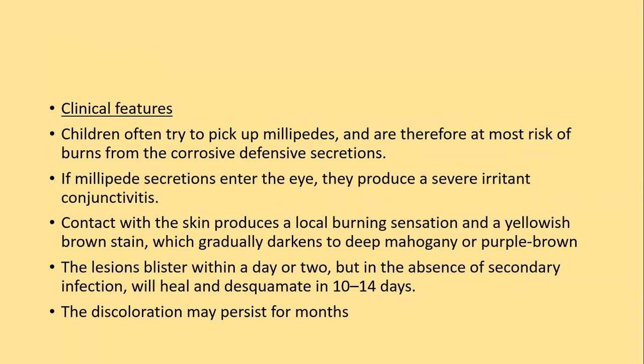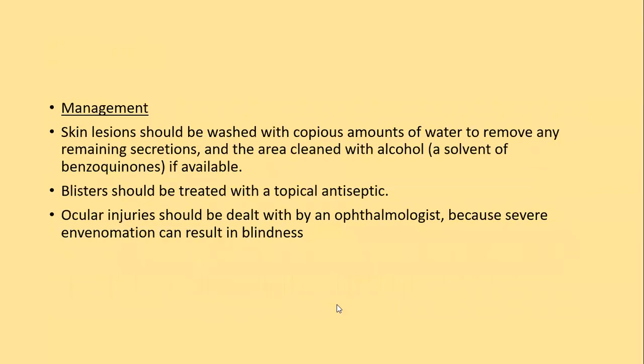Contact with the skin produces a local burning sensation and yellowish brown staining, which gradually darkens to deep mahogany or purple brown. The lesions blister within a day or two, but in the absence of secondary infection, will heal and desquamate in 10 to 14 days. So it gives a look of acid burn. The discoloration may persist for months.